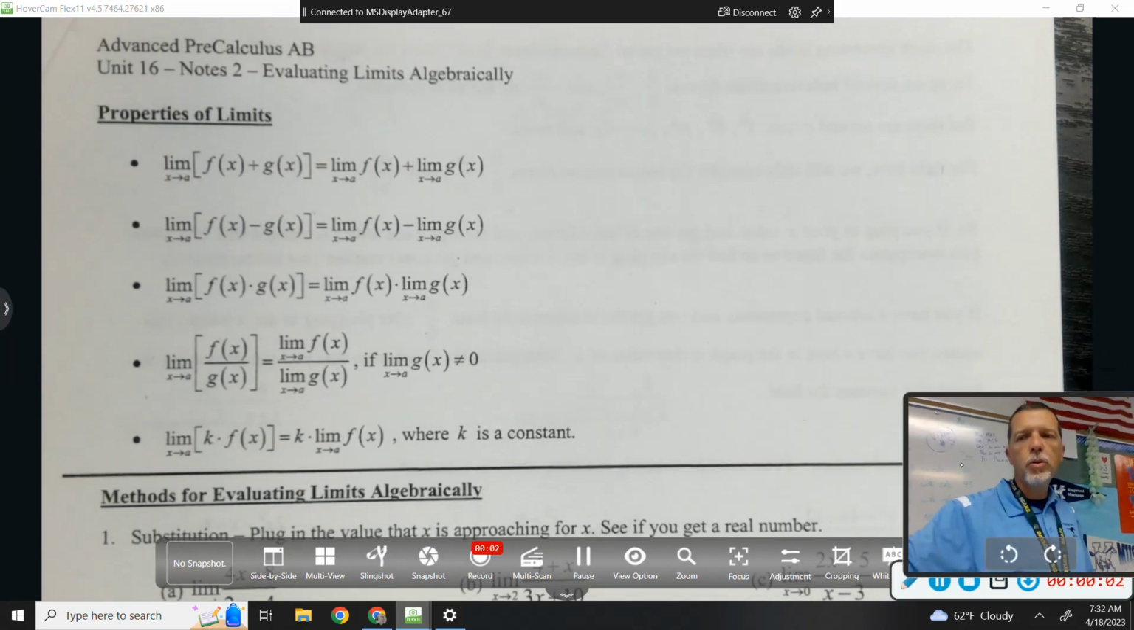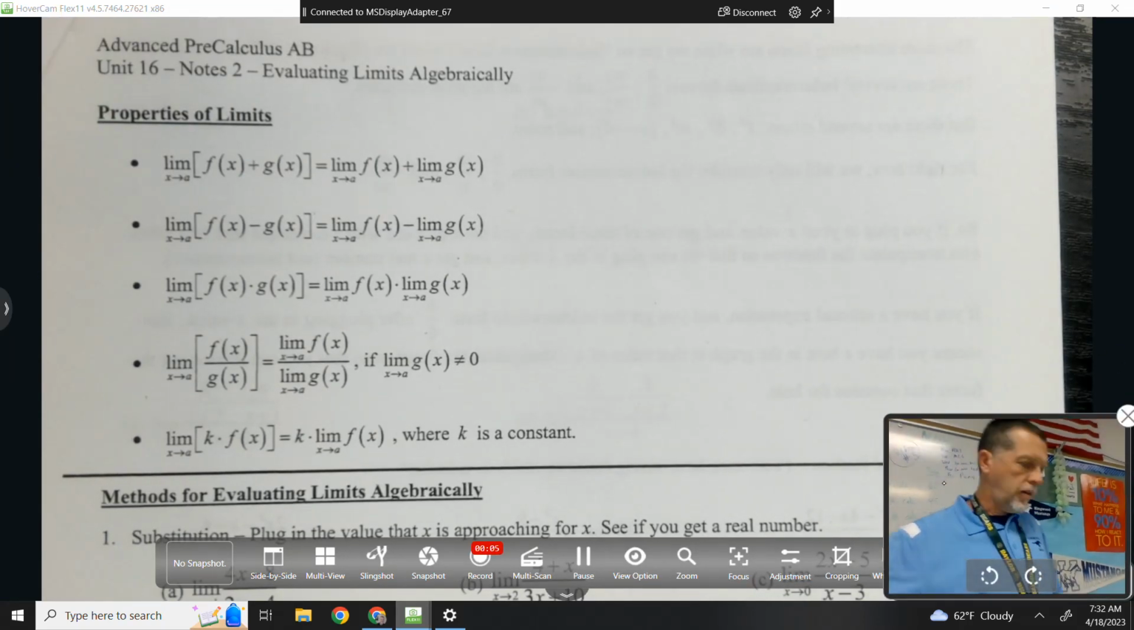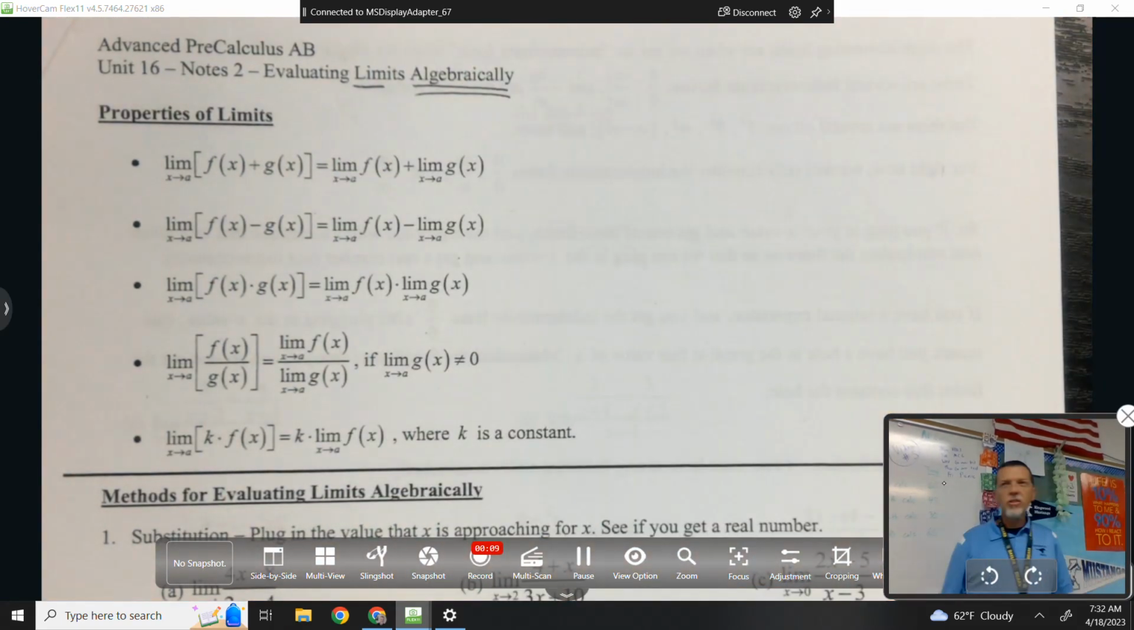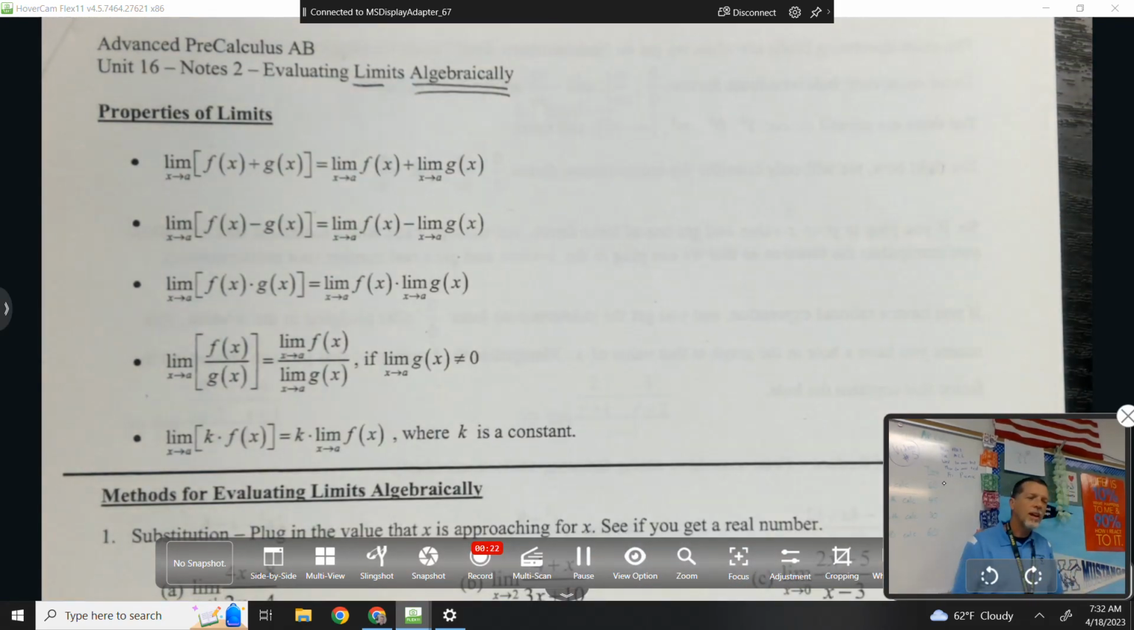So day two of limits. Today we'll do them algebraically. Yesterday, you certainly didn't need your calculator, and you really didn't need to do any computations. You just looked at the picture and got the answer. Today, that's not going to be the case. We're going to do some algebra today.